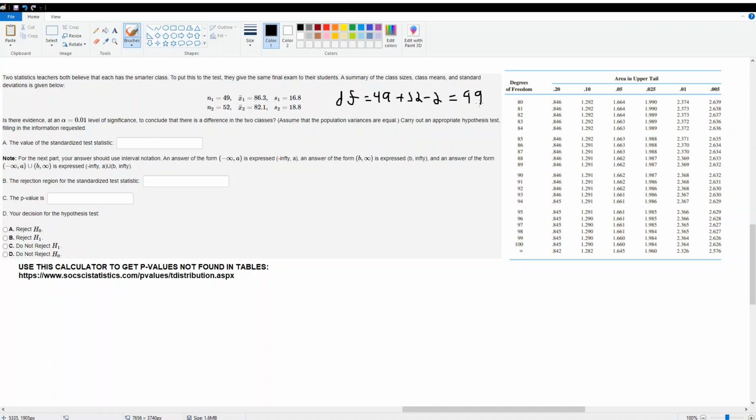Now we need to get our pooled variance. So our S squared is equal to our first sample size of 49 minus 1, so the degrees of freedom associated with our first sample, times its variance, which is going to be 16.8 squared, so S1 squared, and then plus the degrees of freedom for the second sample, so 52 minus 1, times the variance for our second sample, so 18.8 squared, and then we divide this by our total degrees of freedom of 99.